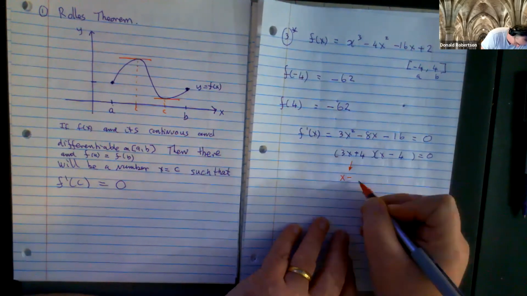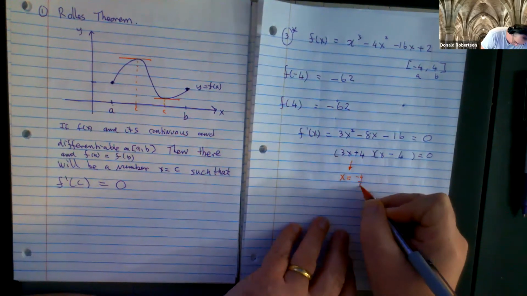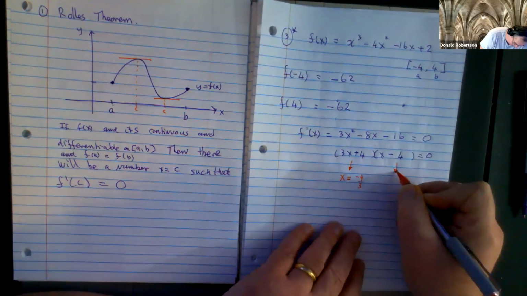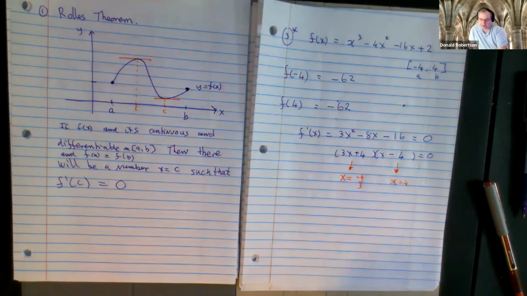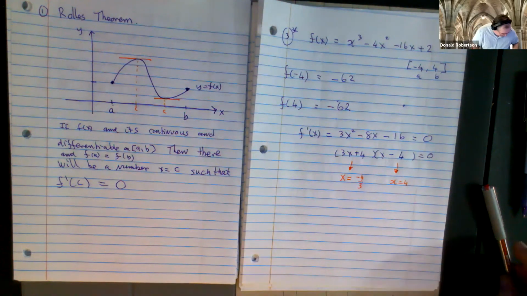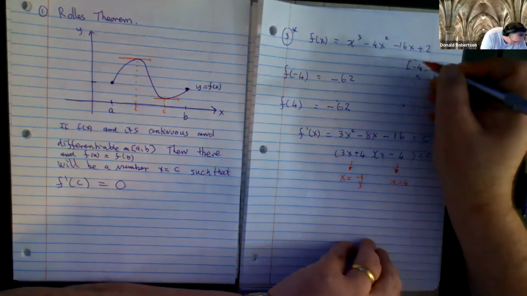So this guy here, when is it equal to 0? It's equal to 0 when x is negative 4/3. And this guy here, it's equal to 0 at 4. So far, so good. Except this magic number is not allowed to be either of the endpoints.